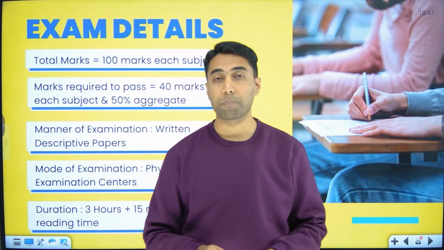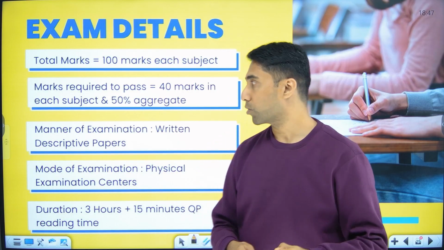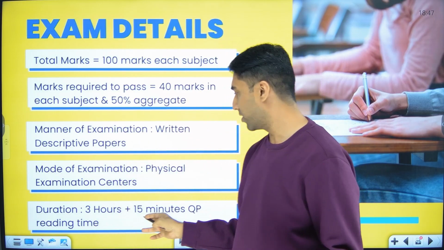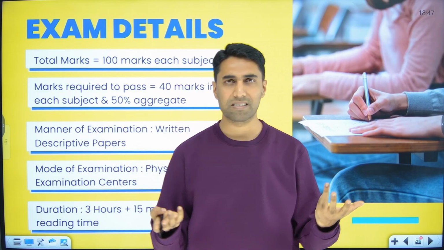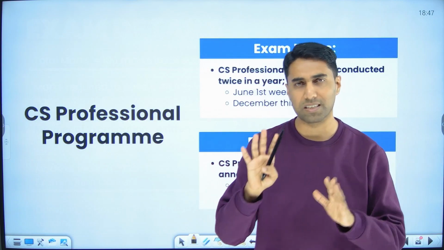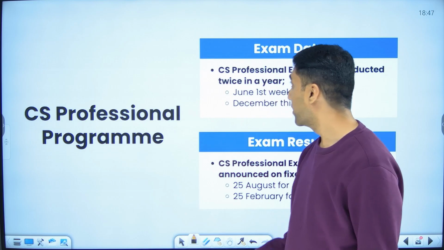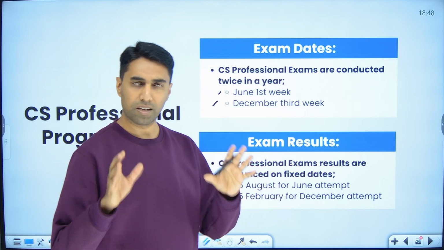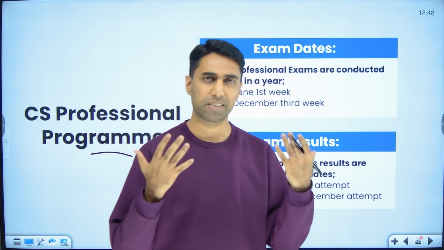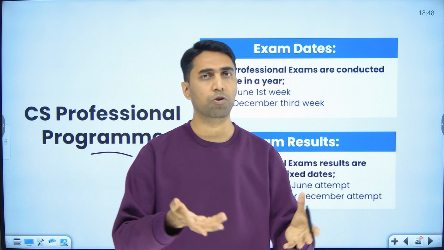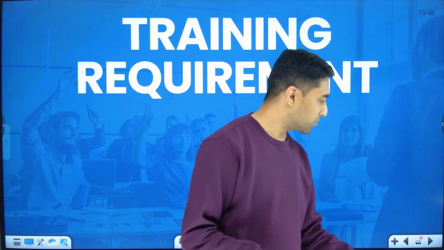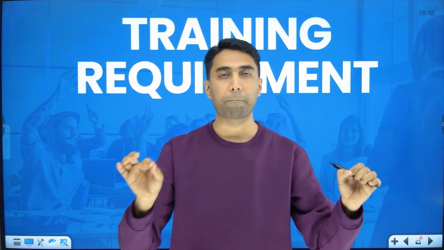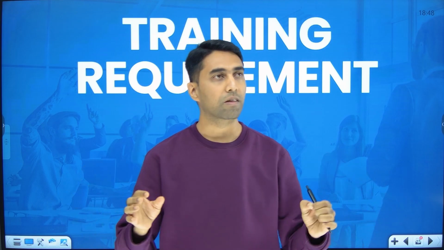But the best part is we also have practical training. I'll come to that. This is same, 40 marks in every subject, 50% aggregate. I will not repeat this. Same, you have 15 minutes reading time. It is a written exam. It is the same like executive. It is the same like your college exam. Everything is same, nothing different. Even here, same, June and December, and results is same. So the same dates you have executive and professional exam. They will be sitting in a different room. You will be sitting in a different room and you will write. This is fairly simple.